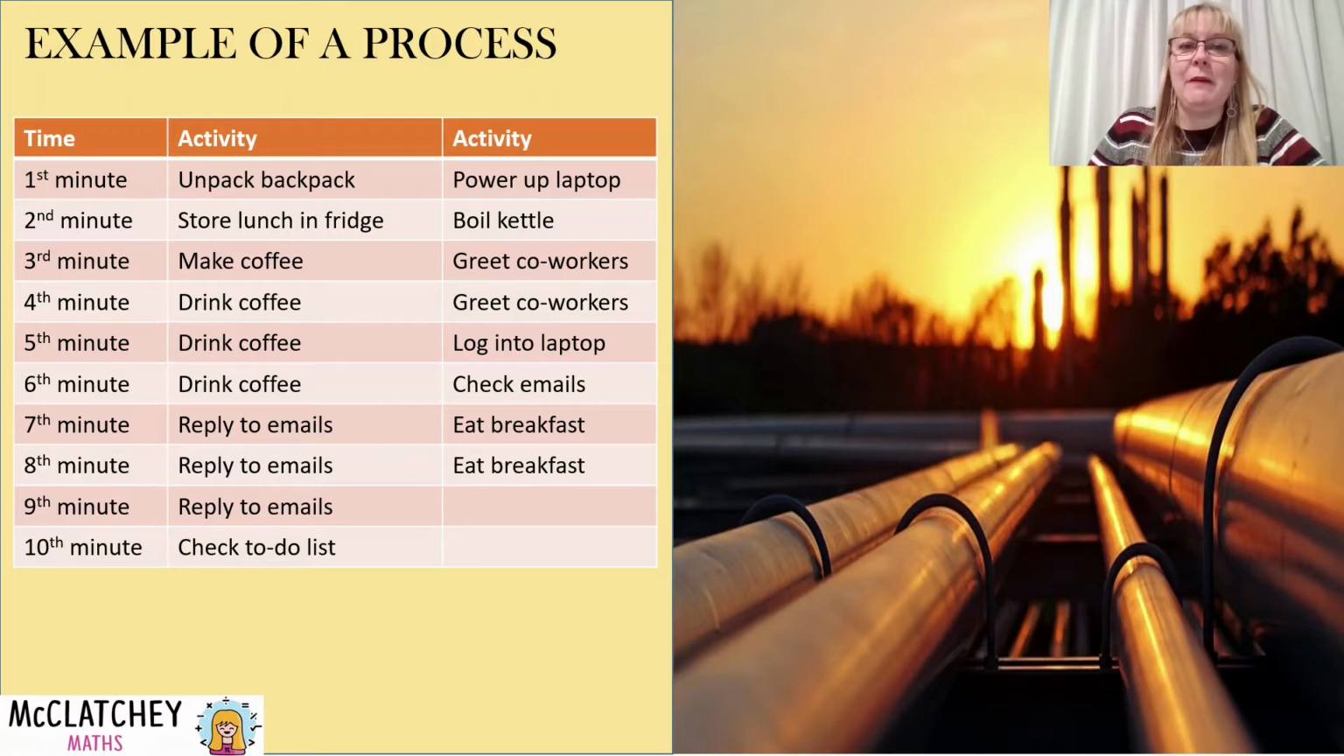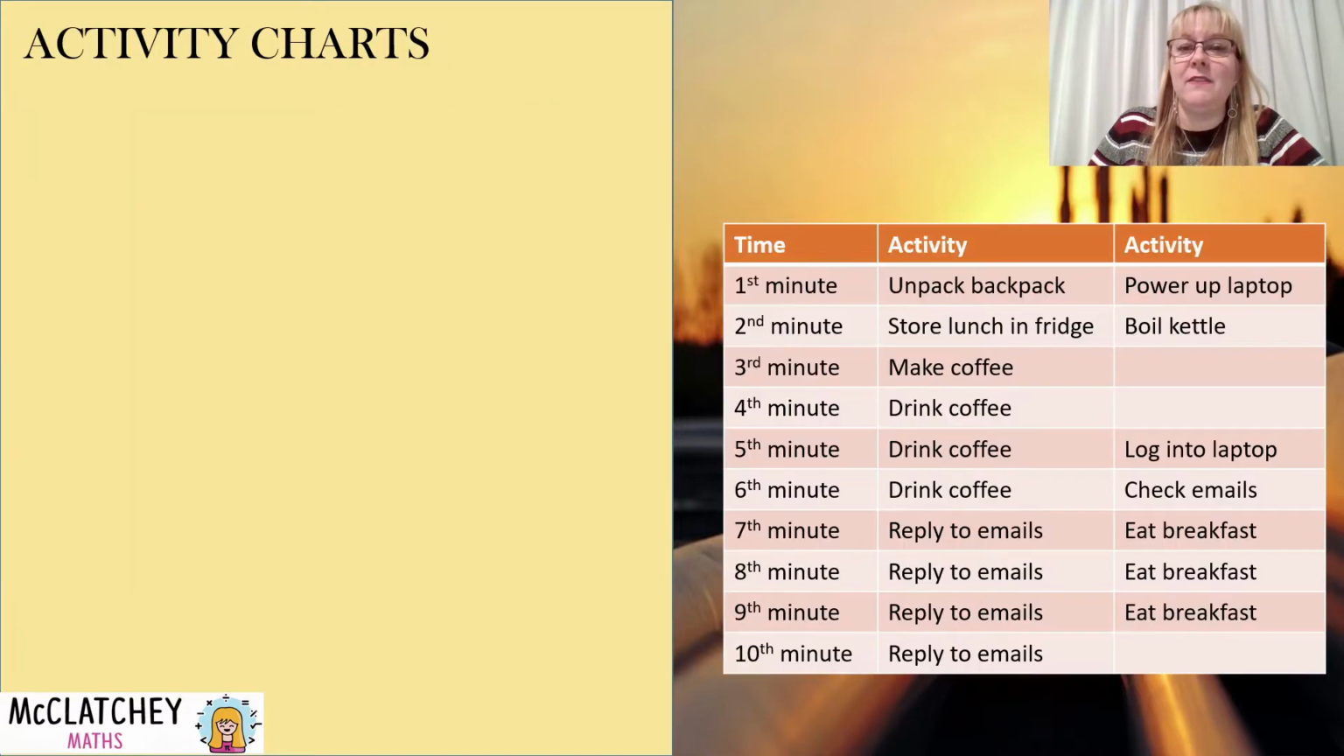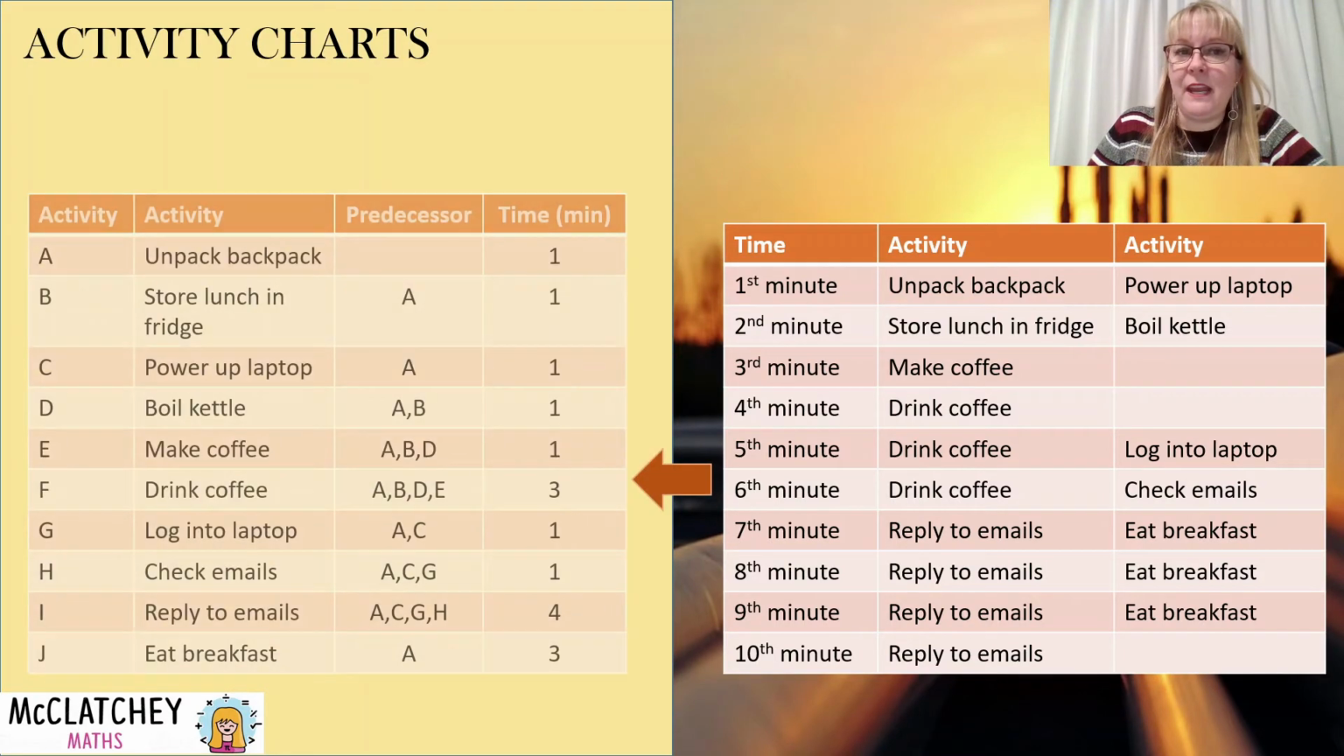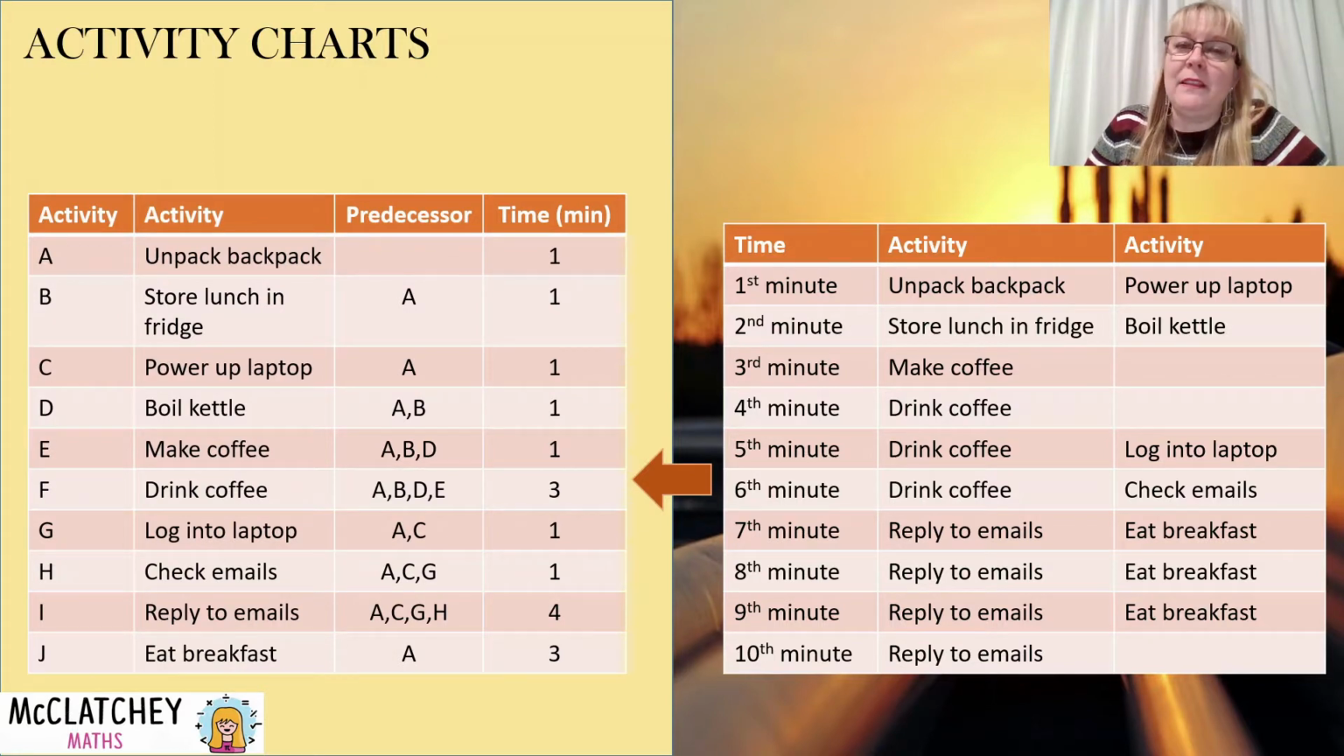So I want to actually be able to represent this in an activity chart. What that looks like is some slightly different headings here. I've labeled each of my activities with a letter, A through to J. So there are 10 activities, one for each minute. And then I've got the name of the activity, and then instead of having multiple columns when I've got activities working in conjunction with one another, I've got something called a predecessor.